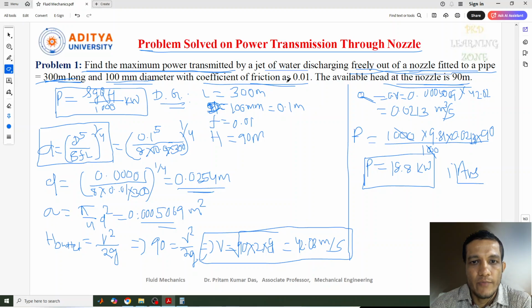I hope you understand how to solve this problem. It is very simple, but we need to remember some formulas, like the power formula and the diameter formula, which are basically required. This formula we derived in our previous video lecture, and the other common things you can use. I hope you understand.